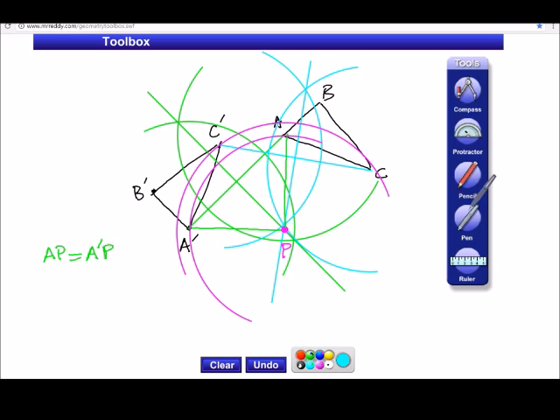We can say that segment CP and segment C prime P, so CP has the same length as C prime P. And that would work for B as well, because those points are going to be equidistant from the center point as well.